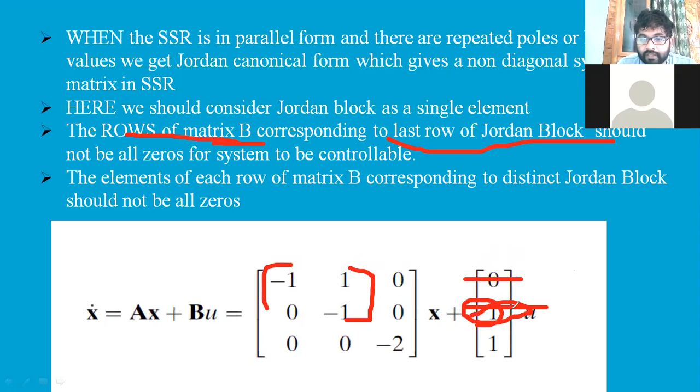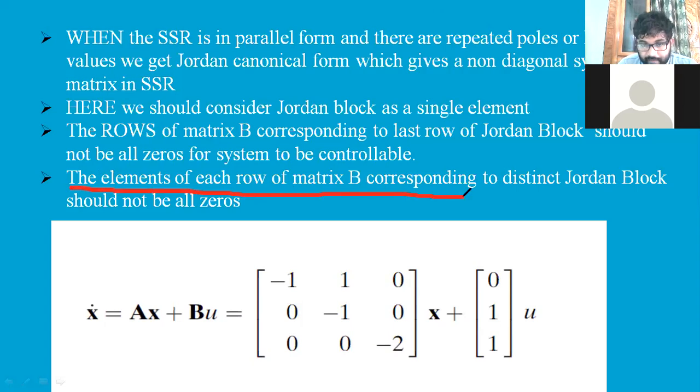So what that point is saying, we should not get all zeros in this particular row. If we get all zeros in this particular row, then the system is not controllable. If we get not all zeros in this particular row, then the system is controllable. Okay. Next, one more condition is the elements of each row of the matrix P corresponding to distinct Jordan blocks should not be all zeros.